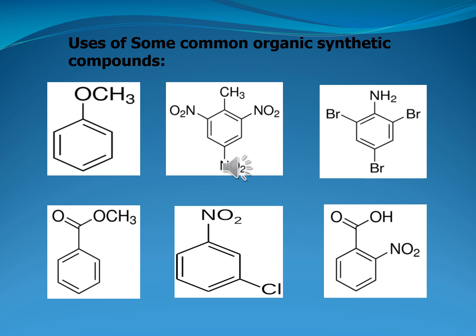Nitrochlorobenzene is a common intermediate in the productions of a number of industrially useful compounds, including common antioxidants found in rubber. The last molecule is nitrobenzoic acid.